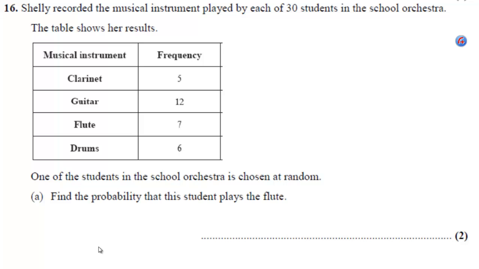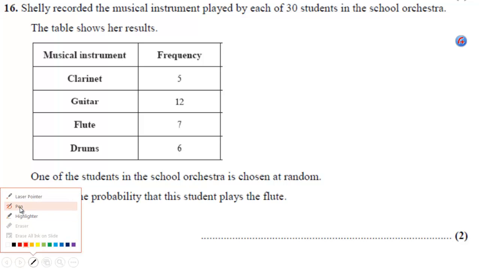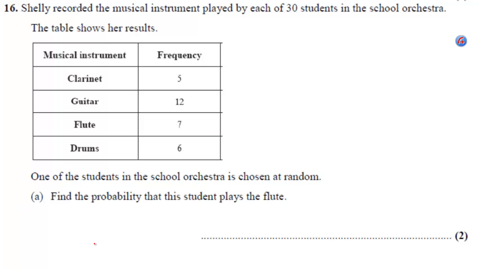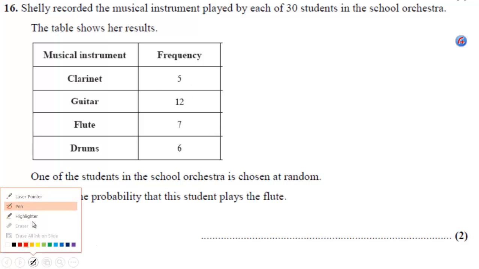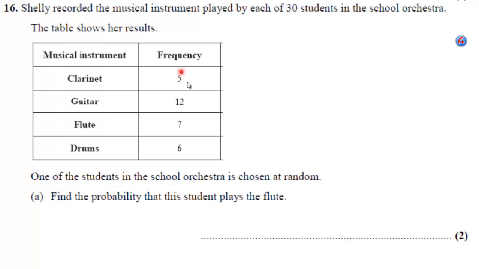This is question number 16. Shelley recorded the musical instruments played by each of 30 students in her school orchestra. The table shows her results. So let's look at what the results say. Okay, in terms of the results, clarinet 5 people, guitar 12 people, flute 7 people, and drums 6 people.